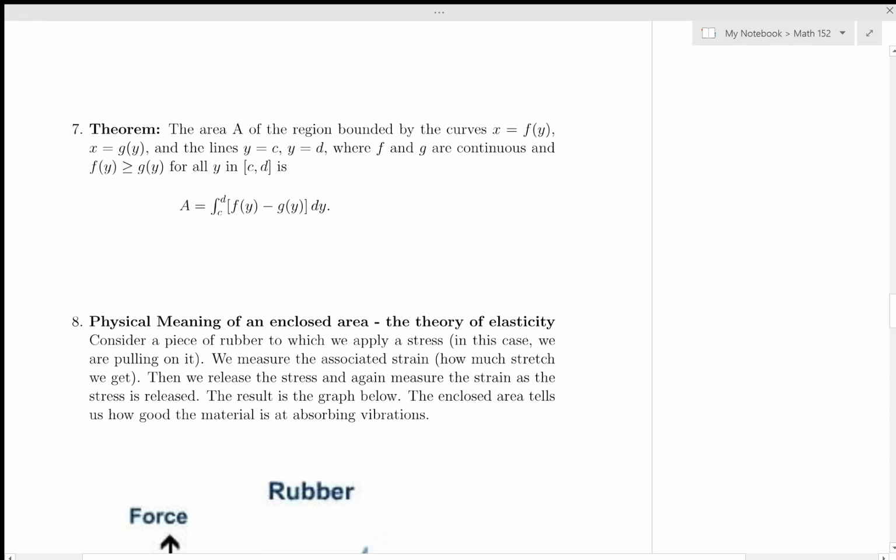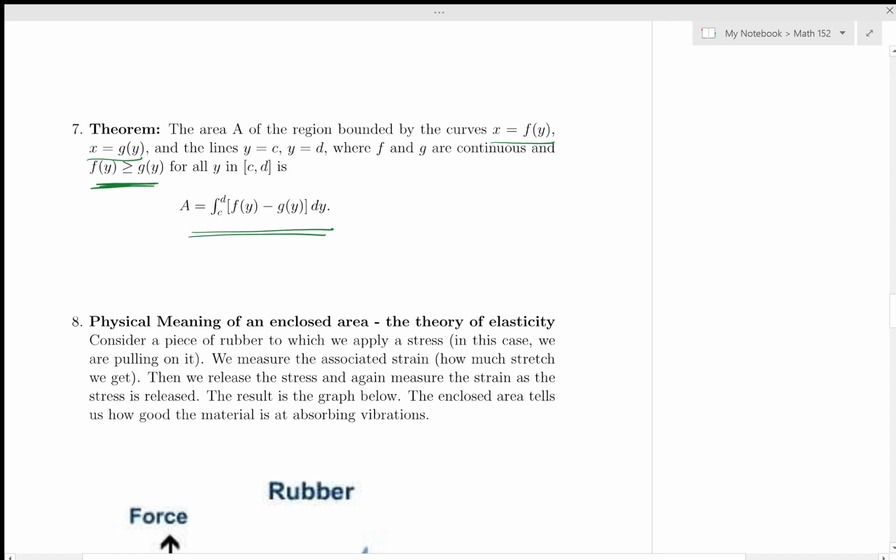Okay, so that's what's captured in this statement. The area bounded by the curves: we have x as f of y and x as g of y. So we've got two equations. They don't necessarily have to be functions. And then we have the lines y equals c and y equals d. Then we have the continuity requirement, and one function being greater than the other for every value of y between c and d, and then we've got an expression for the area. That's the one we just did in the previous example.